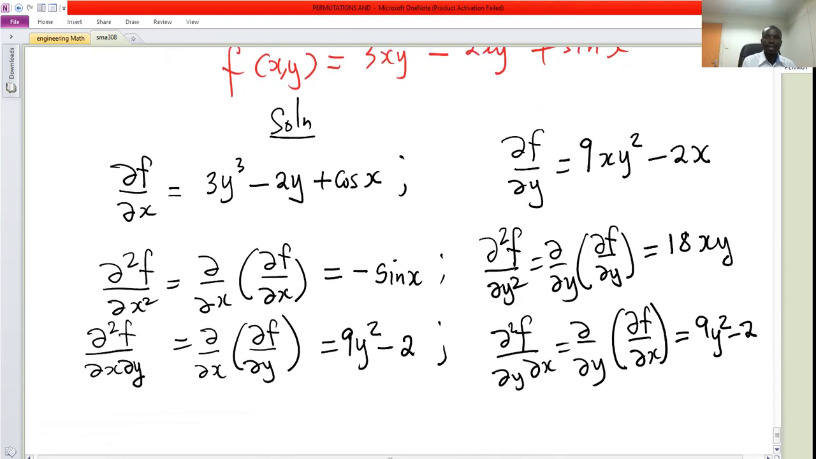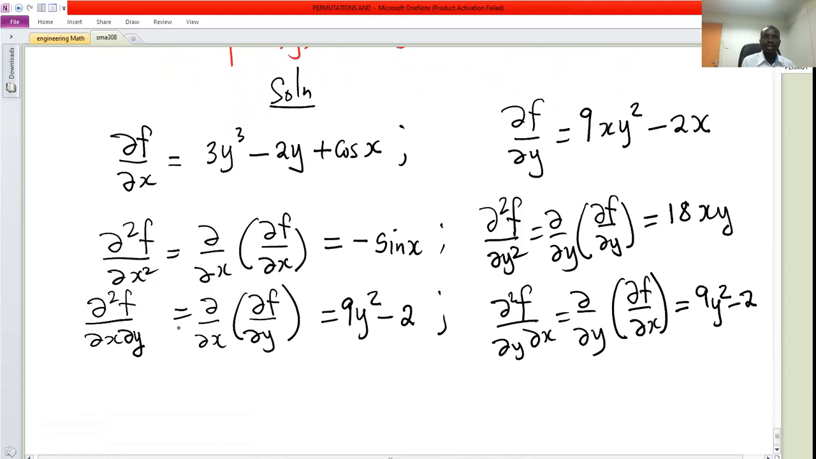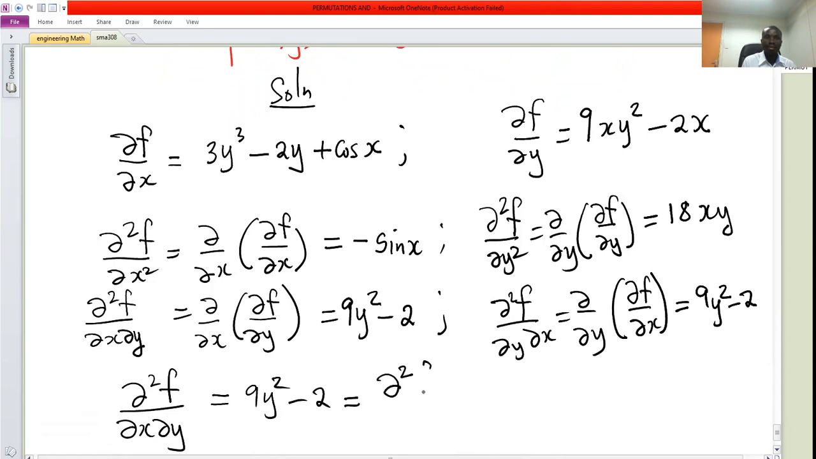And from this example, you see that these mixed partial derivatives are the same. So partial squared f partial x partial y, which is 9y squared minus 2, has the same value as partial squared f partial y partial x. This always happens whenever the partial derivatives of the function are continuous functions. Then for the mixed partial derivative, whichever order you start with, you get the same answer, provided that the partial derivative functions are continuous.